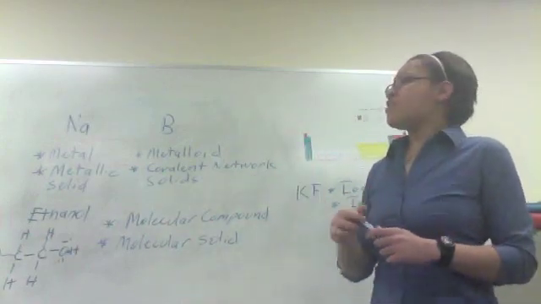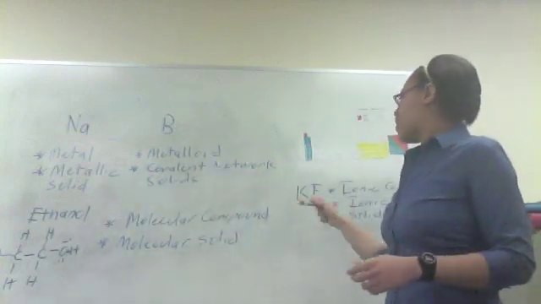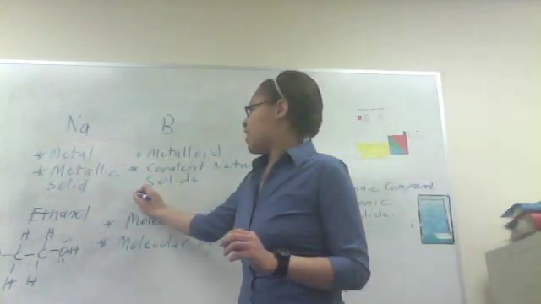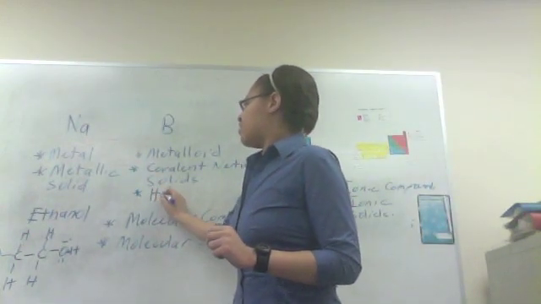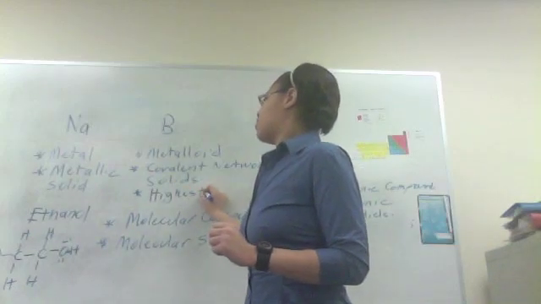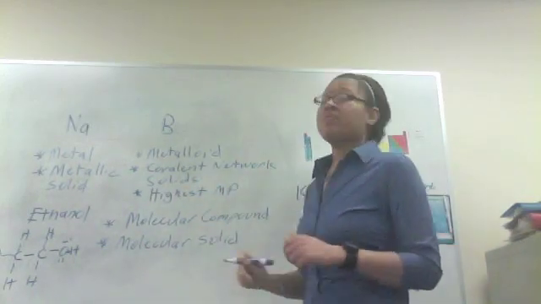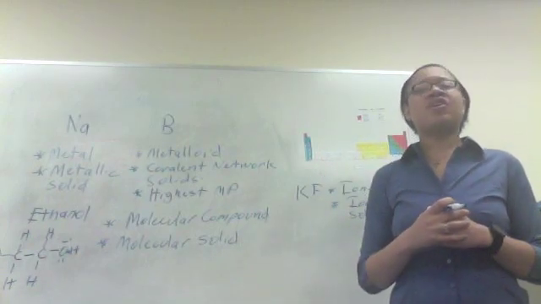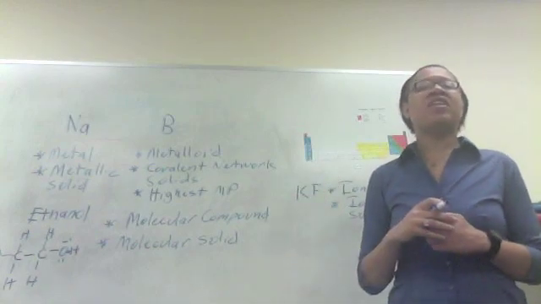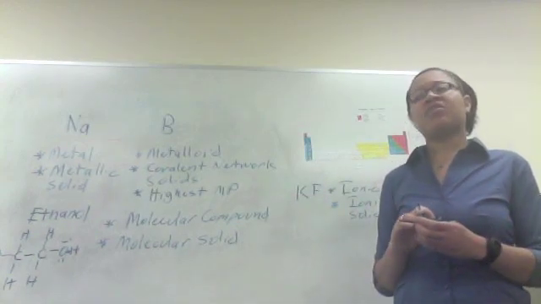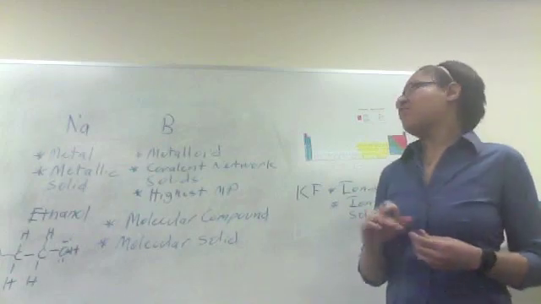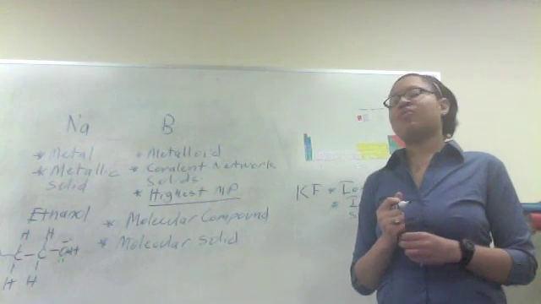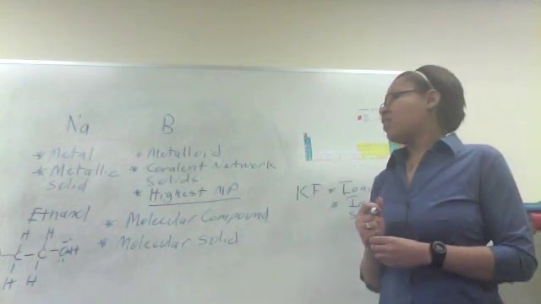So if we compare the melting points between boron, ethanol, and potassium fluoride, we would expect boron to have the highest melting point, MP. Because covalent network solids are, once again, essentially very big molecules. All the atoms are covalently bonded. It takes a lot of energy to break a covalent bond. So we would expect boron and all covalent network solids to have the highest melting points when comparing different solids.